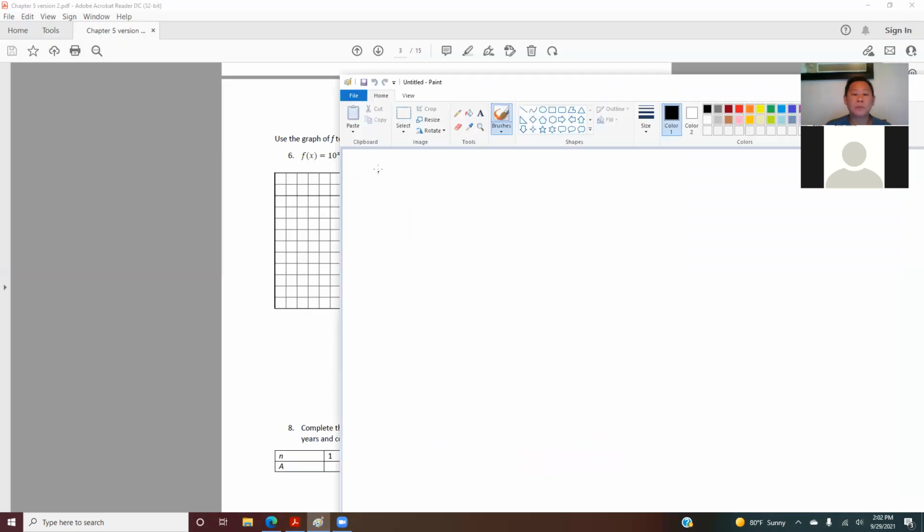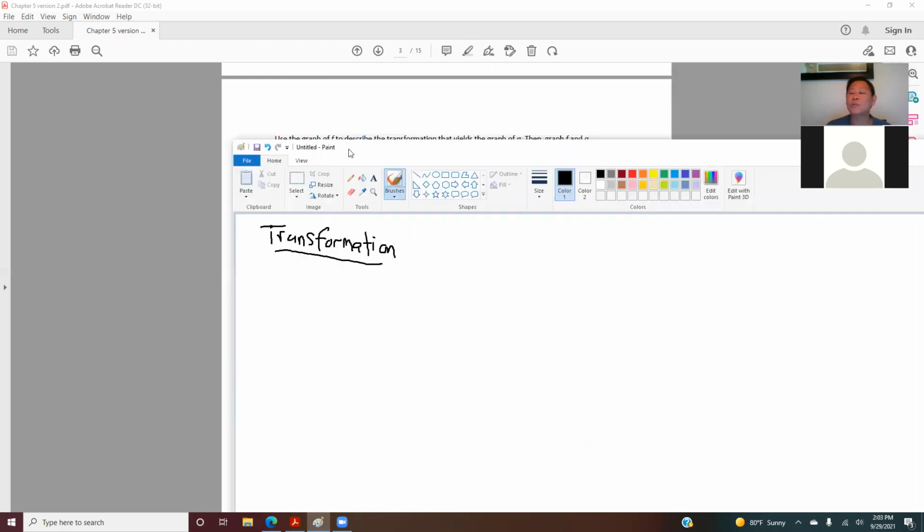Please note this: what's the meaning when I say using transformation? Using transformation here means that I'm talking about translation. Translation means we move the graph. So once we graph the original graph, like the 10 to the x, 2 to the x, 3 to the x, then we begin to move it up, move it down, move it left, move it right, reflect, and do all those things.